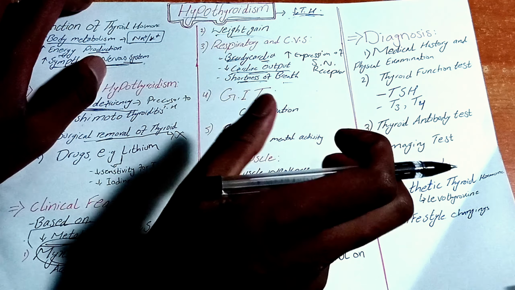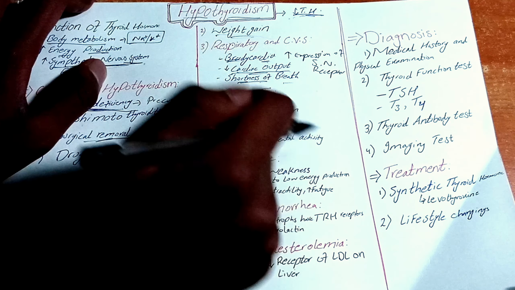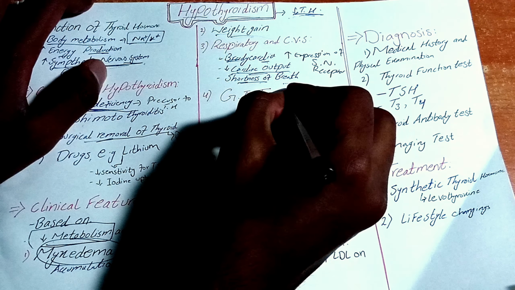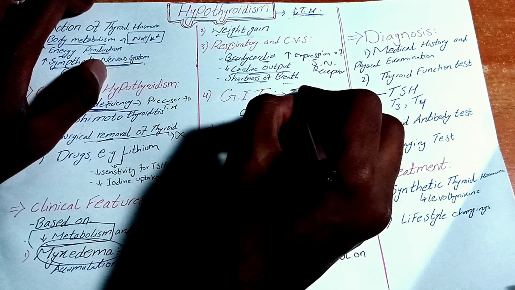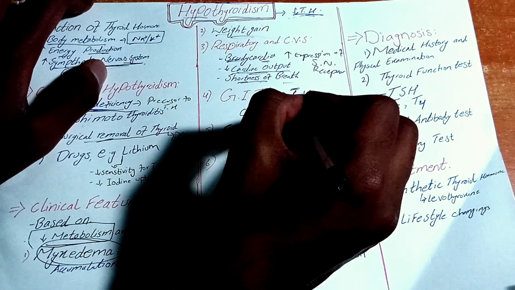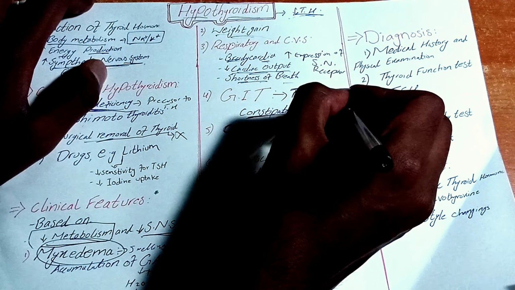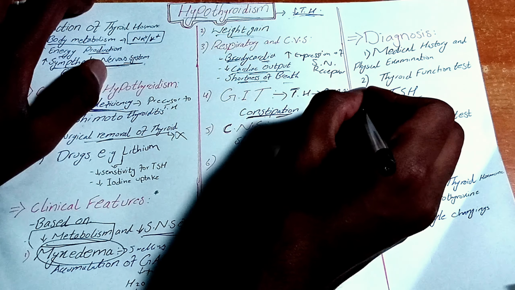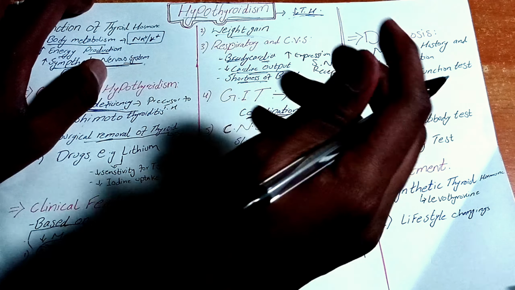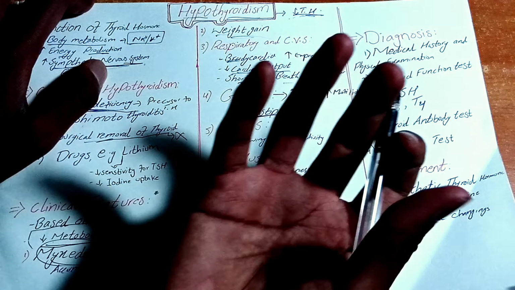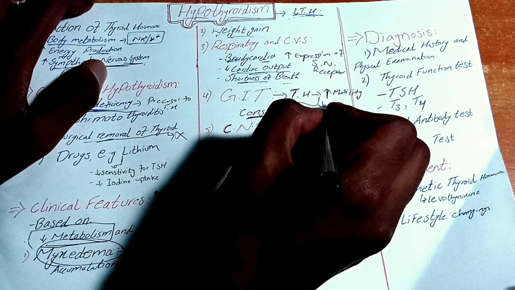Then coming to the GIT, what symptom will appear? The main symptom that appears is constipation. How does it occur? As we know, thyroid hormone receptors are present on the GI tract. The main function of thyroid hormone on the GIT is to increase the motility of the intestine. When its receptors decrease or its function is decreased, then motility or movement of the intestine will decrease. When intestine movement decreases, this comes out as constipation.